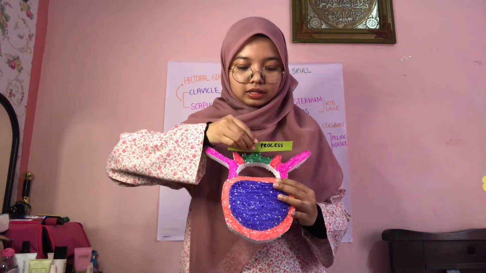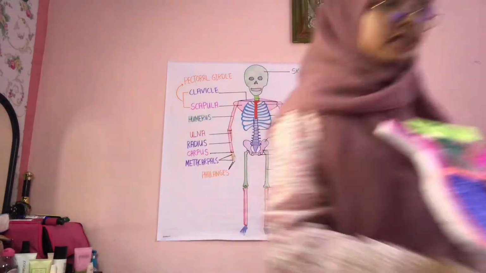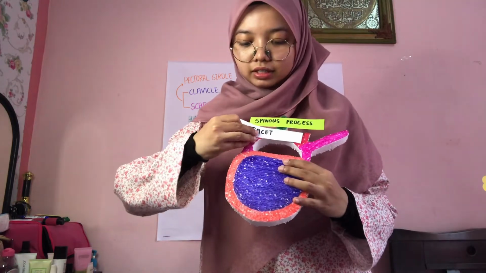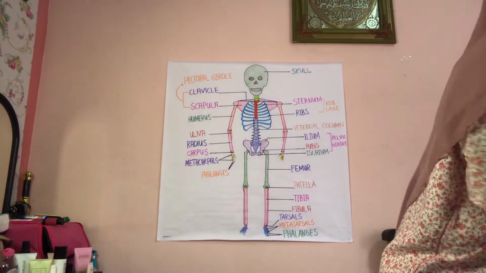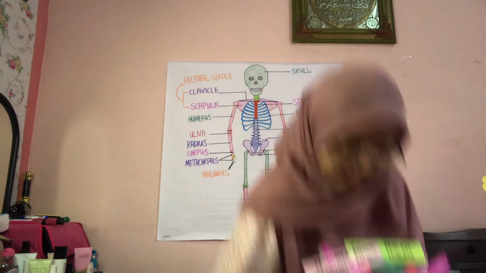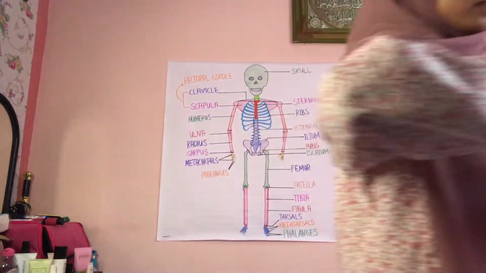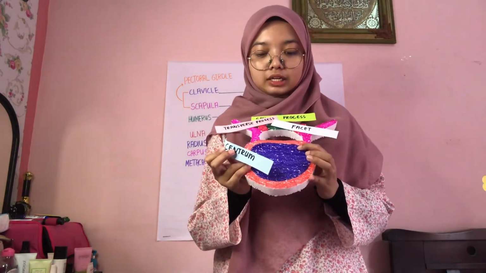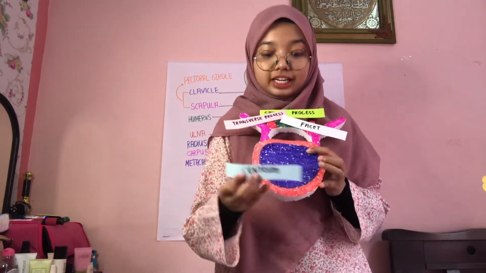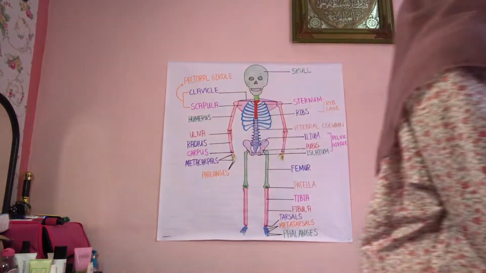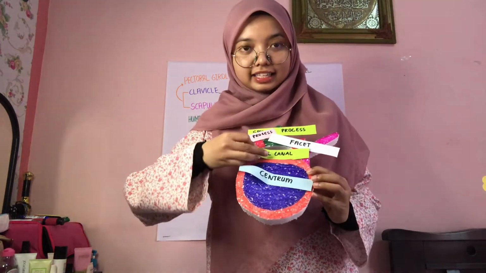Here, the green one is spinous process, and the red one is facet. Facet. And here the pink color one is transverse process. And yes, the red color is facet. And you must remember lumbar vertebrae consists of a very large centrum. You can see here, very large centrum. And the last one is neural canal.